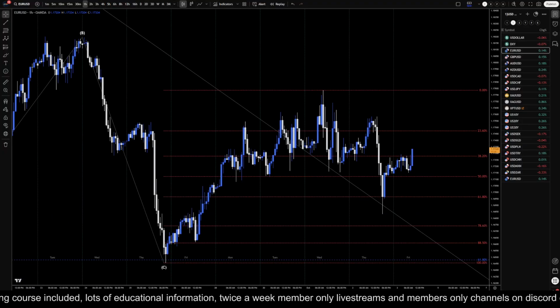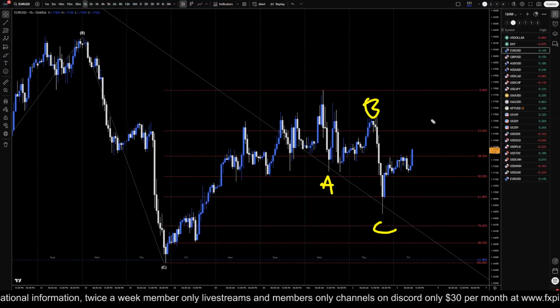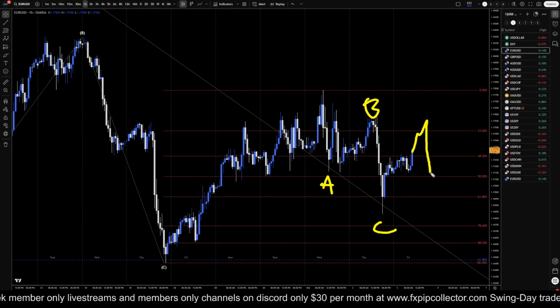Going down to the 1-hour time frame, it's already made a little bit of an ABC shape, and it looks like it is already trying to push up. It may actually just end up continuing up. Maybe you'll get a volatility spike at the NFP news today.